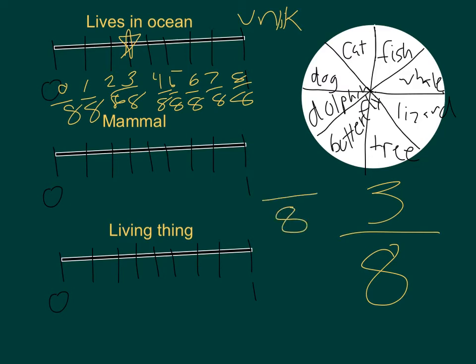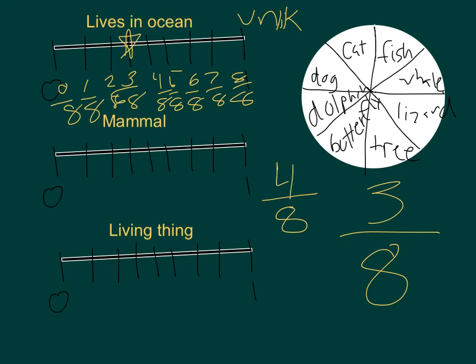Let's do the same thing for if it is a mammal. A cat is a mammal, a fish is not a mammal. A whale is a mammal, I believe. A lizard is not a mammal. A tree is not a mammal. A butterfly is not a mammal. A dolphin is a mammal, and a cat is a mammal. So we have the dolphin, the cat, the dog, and the whale as mammals. So that is 4 out of 8.